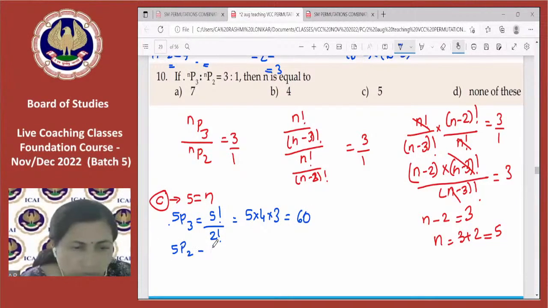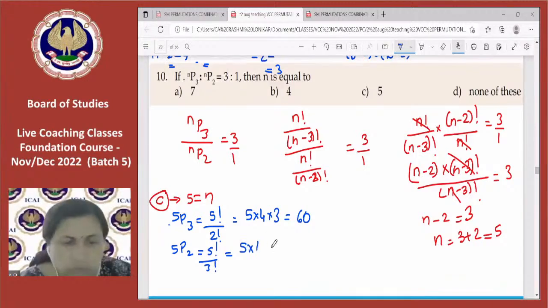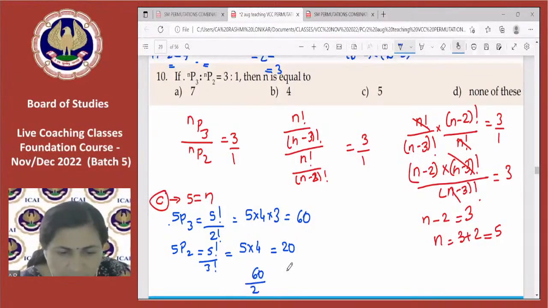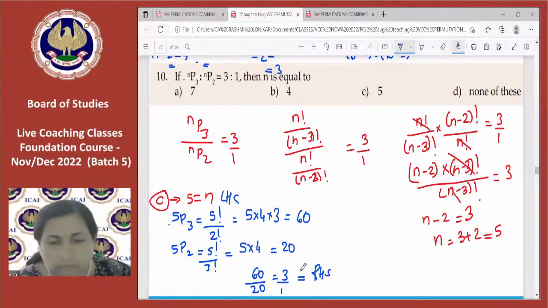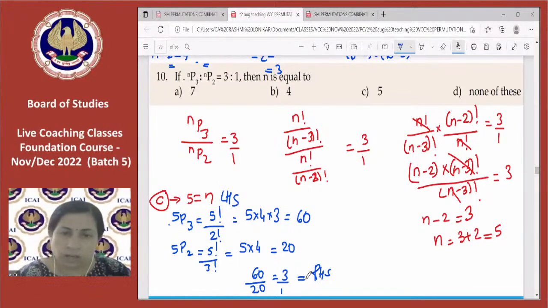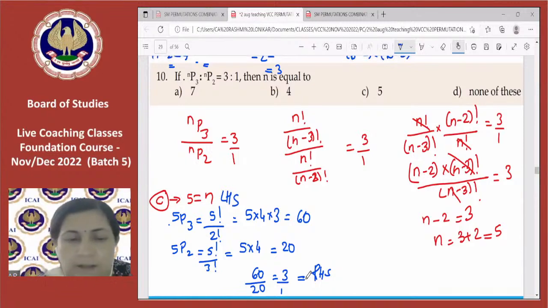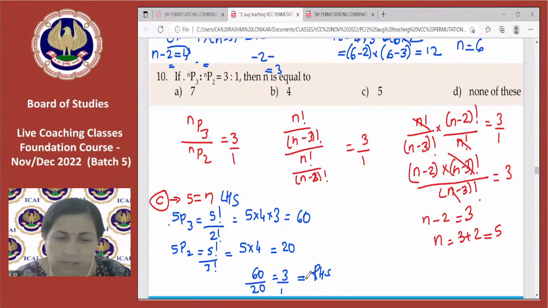5P2, which is equal to 5 factorial upon 3 factorial, which is equal to 5 into 4, which is equal to 20. So, what will happen? 60 upon 20 is equal to 3:1, which is equal to RHS. So we started from the LHS and we found that it is equal to the RHS. This is the way you can do it.